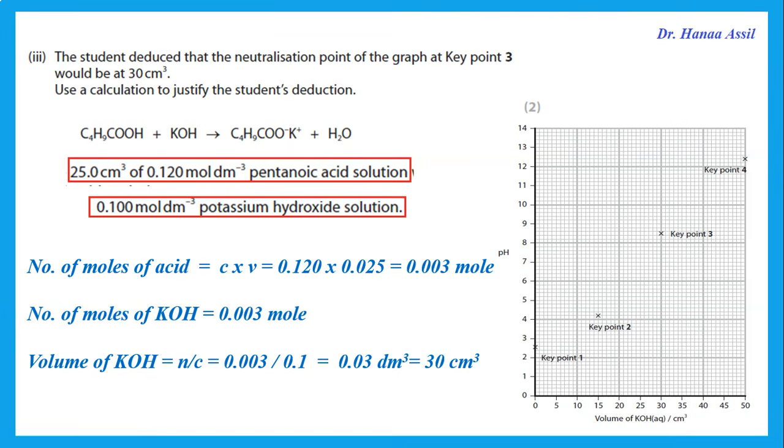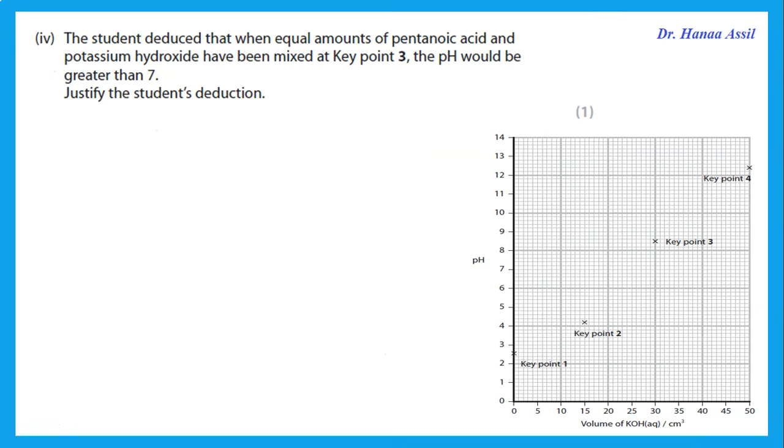We already know the concentration of the potassium hydroxide, so divide the number of moles by the concentration. This gives 0.03 dm³ or 30 cm³. So from the calculation, the neutralization point should happen after adding 30 cm³ of the KOH.